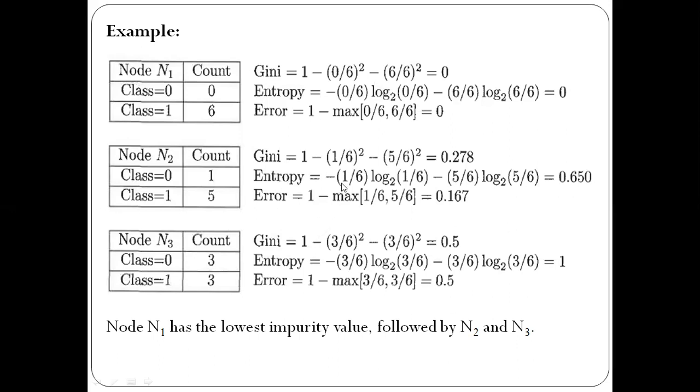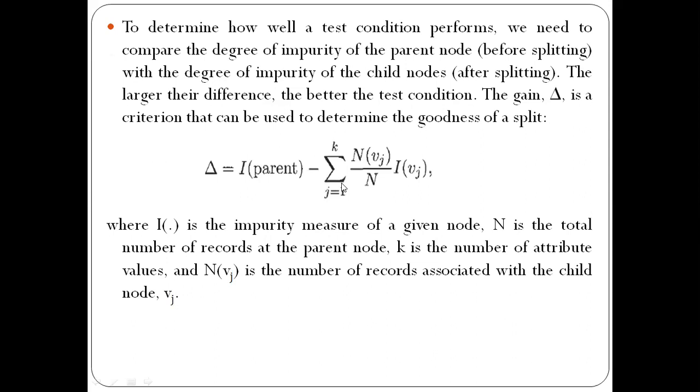Once we determine this, the next thing is we need to determine how this test condition is going to perform. In order to do that, we need to compare the degree of impurity of the parent node with the degree of impurity of the child nodes. So once we determine the impurity measures, we need to decide how this test condition is going to perform.